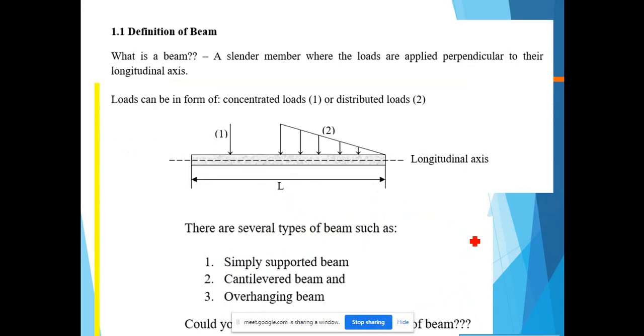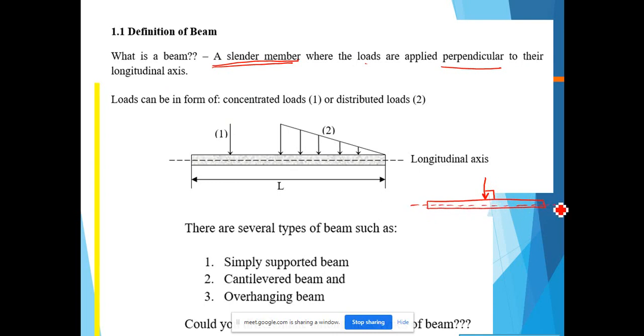Now before we start constructing the shear force and bending moment diagram, first we have to understand the definition of a beam. What is a beam? A beam is a slender member, or thin member, where the loads are applied perpendicular to its longitudinal axis. So if you have, for example, a slender member like this, and there is a load applied on the slender member, and the load is 90 degrees with respect to the longitudinal axis.